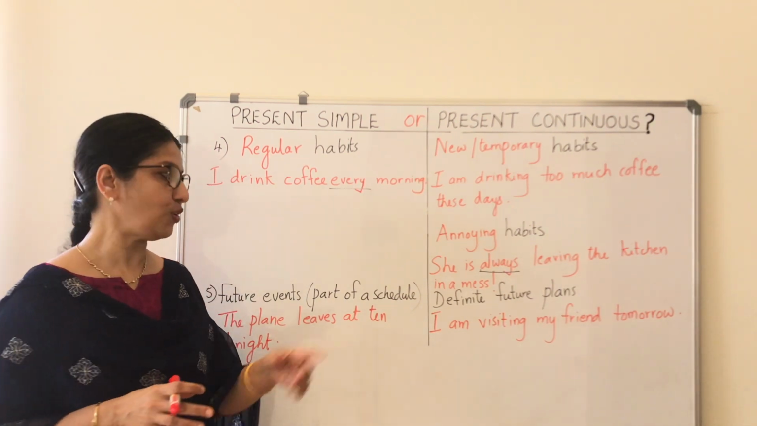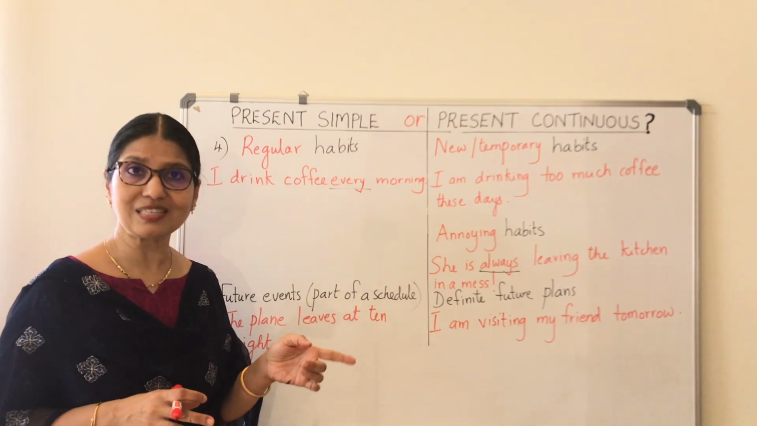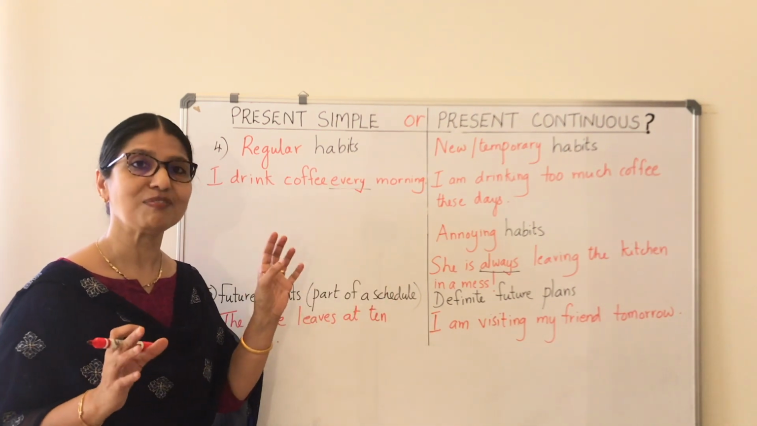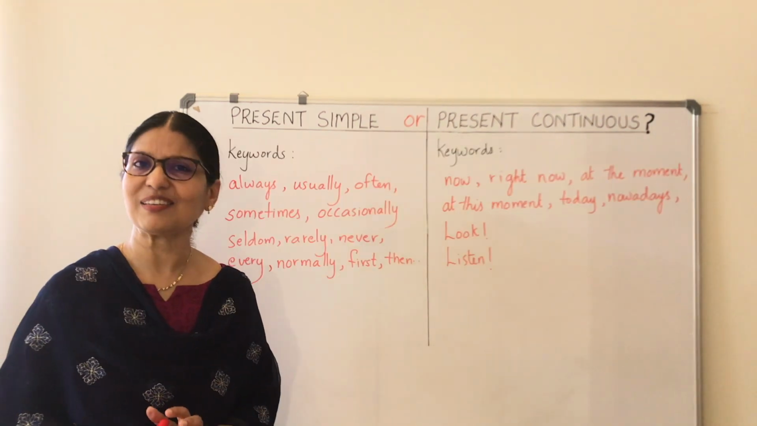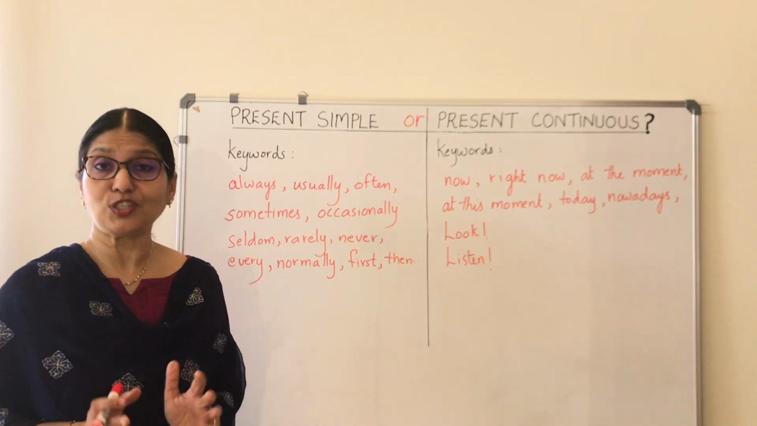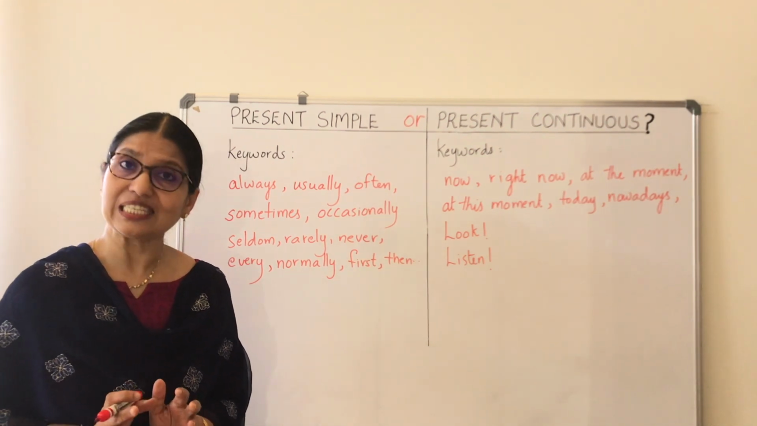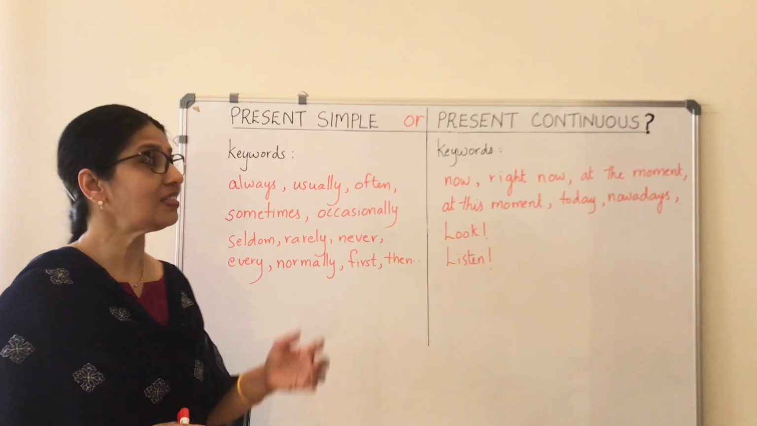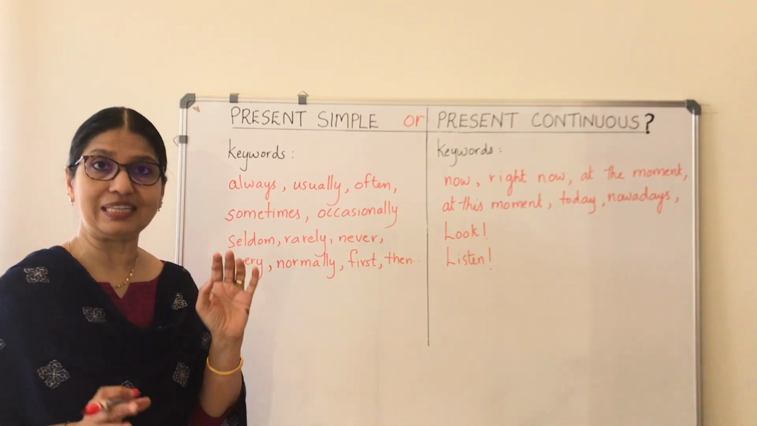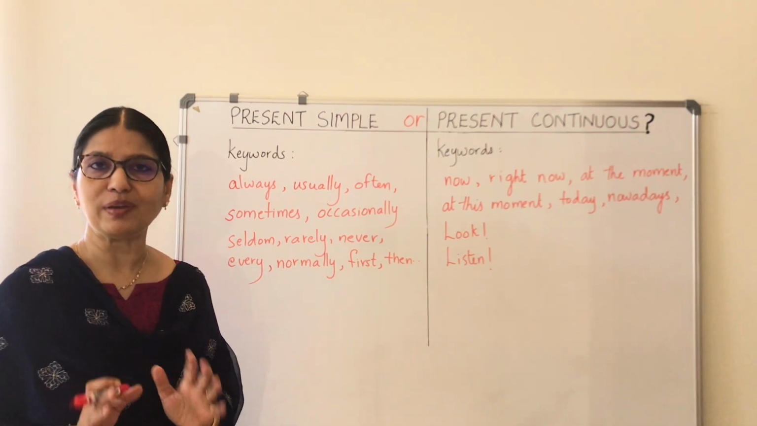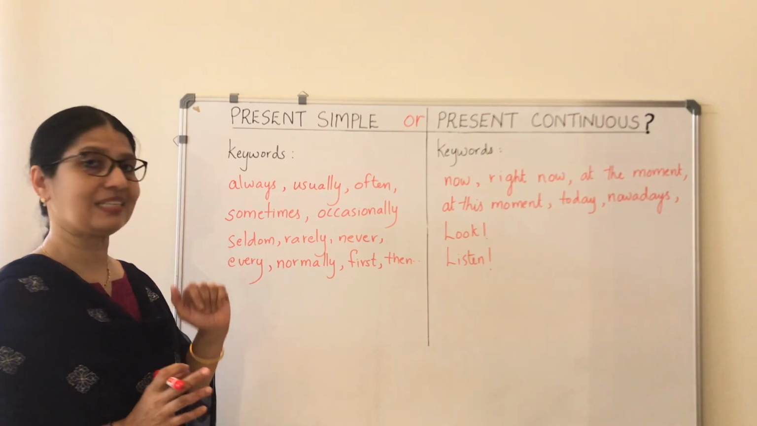In that case, you can use present continuous tense to talk about future plans. And here is a very useful tip. If at all you are not sure which tense to use, if you find any of these keywords used in that particular sentence, you can very well go for that tense.